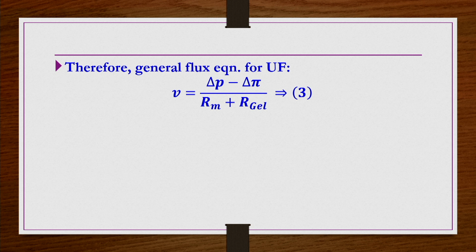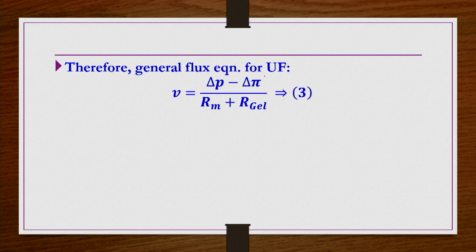If you use pure water, then delta pi is 0, because osmotic pressure is 0 for a pure substance, and there will not be any gel, so R gel would also be 0. That would be the previous case of equation number 2. But if you are using this for purifying a solution using an ultrafiltration membrane, then because of the particles in the feed solution, there will be an osmotic pressure that should be brought into the picture. So, delta pi has come into the picture, and there will be a layer of fine particles forming on the surface, which is known as the gel.